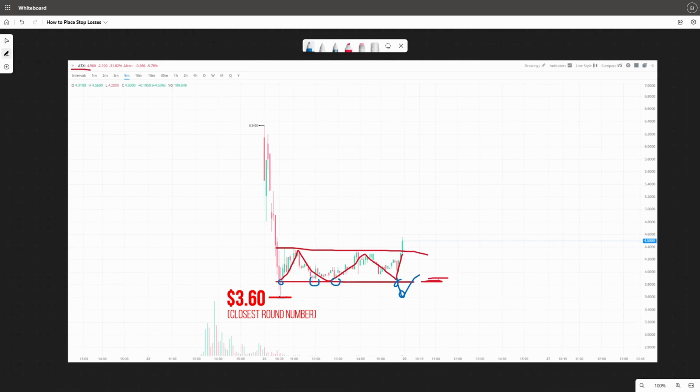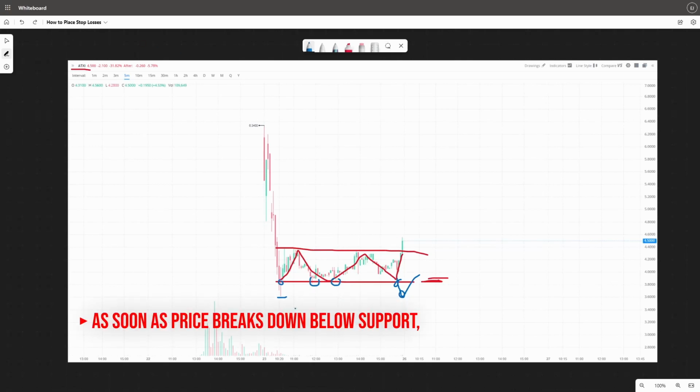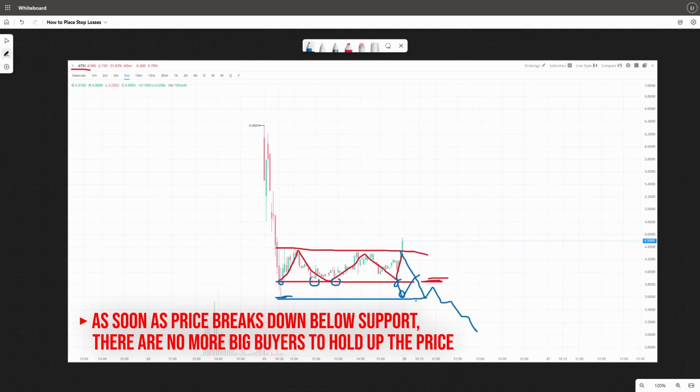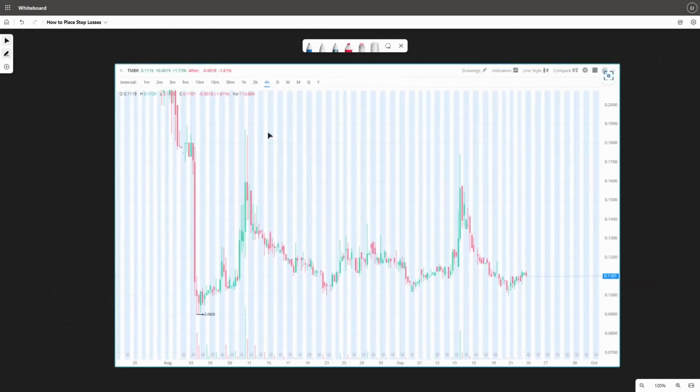You can put a stop loss right under there, and you know that's a good stop loss because at that point your trading plan would be invalid. As soon as the price breaks down below this support, you'll know that the buyers are gone. If it breaks below this price, the sellers were able to outpace the buyers and keep the stock in a downtrend. One more example, let's use TMBR.